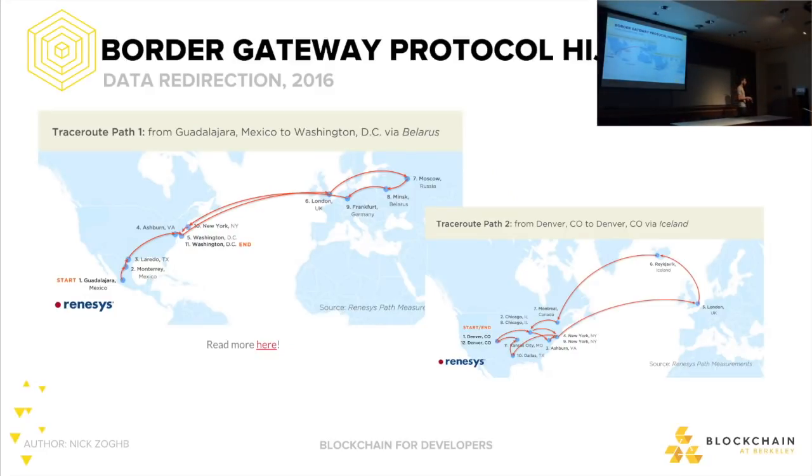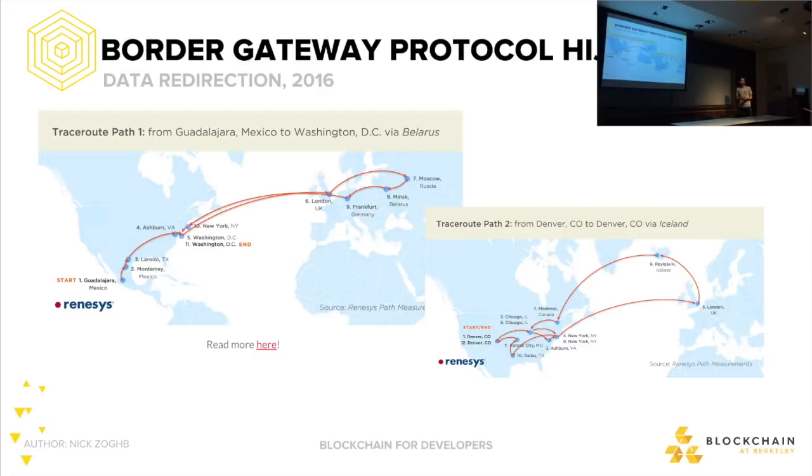This happened in 2016. Border Gateway Protocol hijacking. The Border Gateway Protocol isn't that important. It's meant for automated systems, usually across long distances. But what ended up happening here is that they were sending a data packet from Guadalajara to Washington. Should be pretty simple. But if you look at the map on your left, you'll notice that it goes all the way to Minsk, Belarus, before going back to Washington D.C.